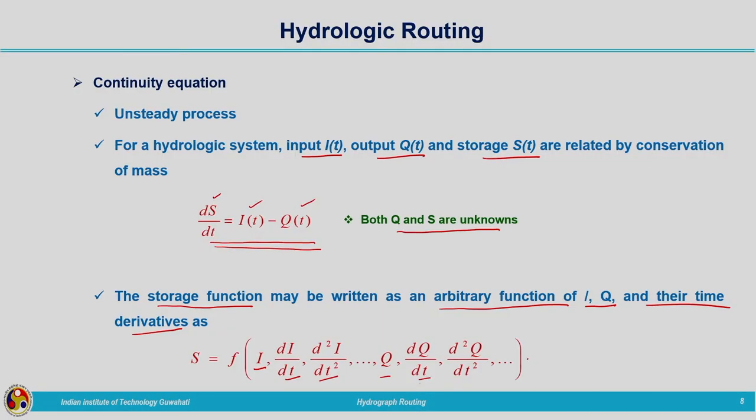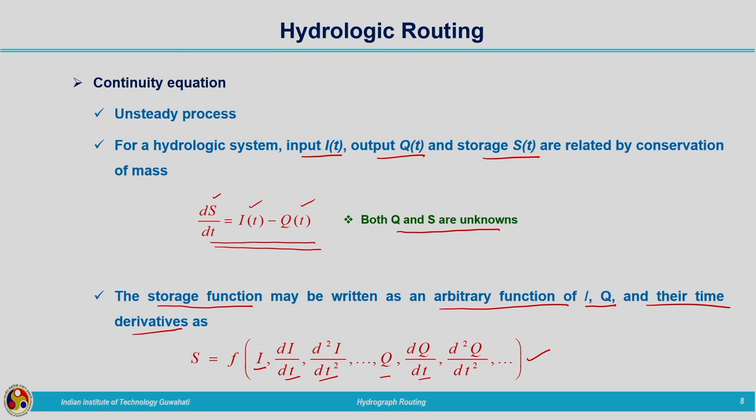Then only one equation is required. But in our case, we have only the inflow data, the input data, and the continuity equation is considered as our lumped model. So, for solving this, we need one more condition that is represented by the storage function. That function can be represented like this, which is a function of inflow, outflow, and their derivatives.